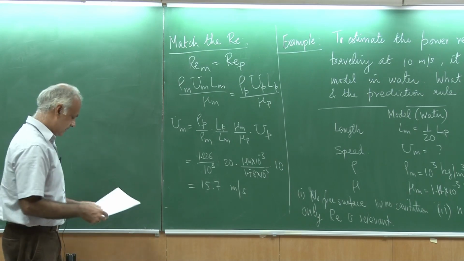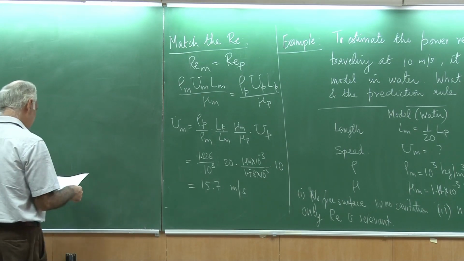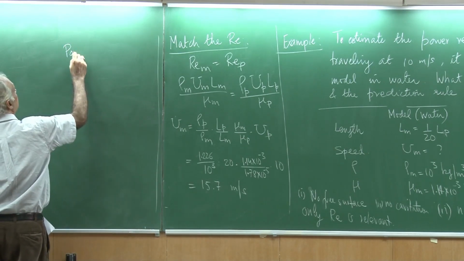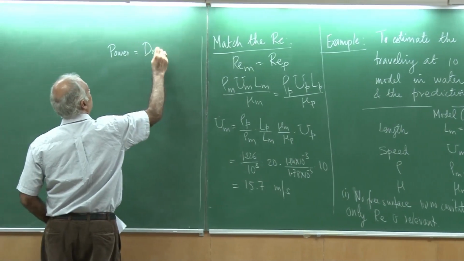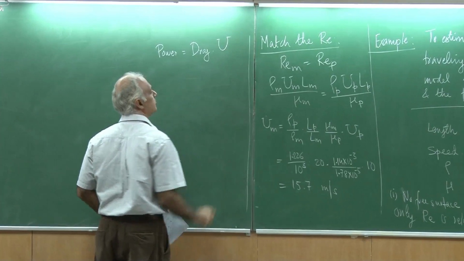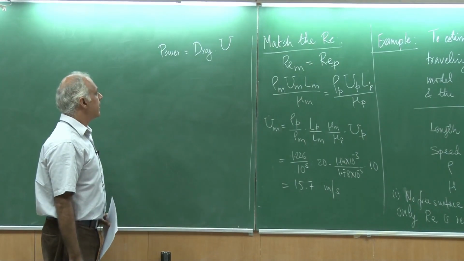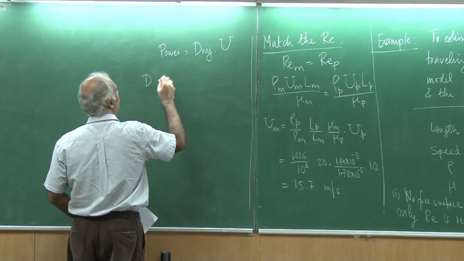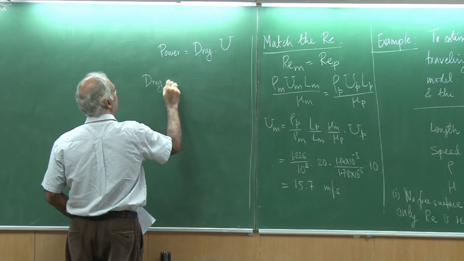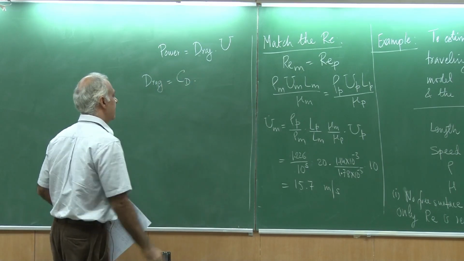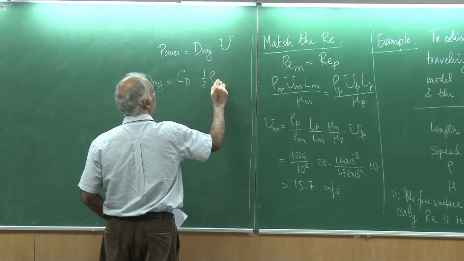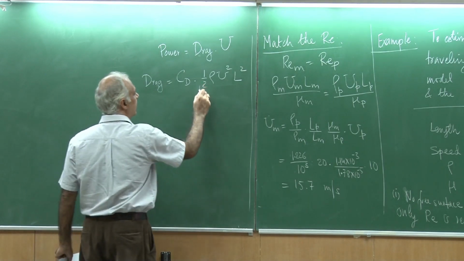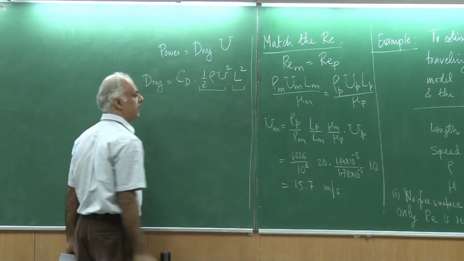Now for the power. Okay. As you know, power is drag times the speed. So I must estimate the drag. So drag is given as CD times half rho u square and L square. So this is my dynamic pressure, and this is my area.